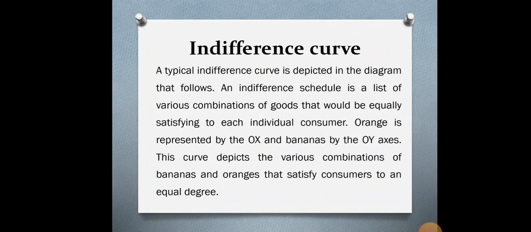Now, the indifference curve, as the name itself says, is a diagrammatic representation of that indifference schedule. Whenever that indifference schedule is depicted diagrammatically, it is known as an indifference curve. Like the schedule was a list of the various combinations of goods giving them an equal level of satisfaction. Now we can see how it is represented diagrammatically.